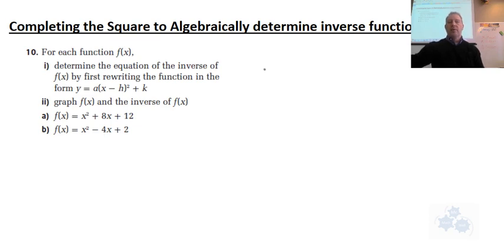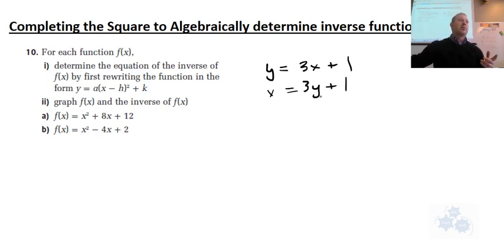Here's the thing. When we're talking about inverses, if you have something like this, to find the inverse, we reverse the variables. In this case, where we have a straight line, degree 1, it's really easy to solve for y. We have y in one spot, right? So we go x minus 1 equals 3y. And then we go 1/3 x minus 1/3 equals y. It's really easy to solve for y.